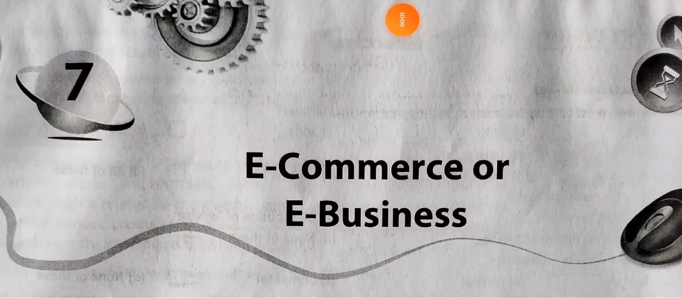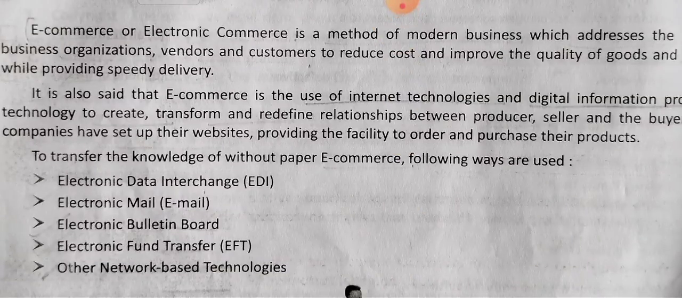Good morning, everyone. Today we are going to start a new chapter, chapter 7, e-commerce or e-business. E-commerce or e-business includes the websites available online which deliver your product. When you order from them, they deliver your product at your doorstep. So, e-commerce or electronic commerce is a method of modern businesses which address the business organization, vendors and customers to reduce cost and improve the quality of goods and services while providing speedy delivery.